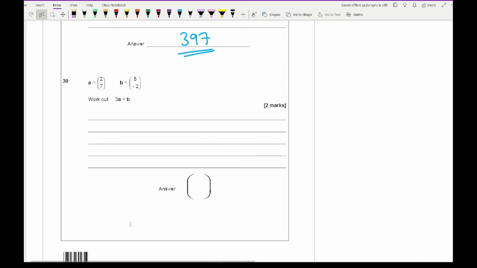Now for question 30, it's looking at vectors. These are pretty simple in terms of how we actually do this. What we need to do is multiply vector a by 3 and add it to b. So I've got 3a plus b, not 3b. So I've got 3 lots of (2, 7) plus (5, -2). Now if I just work that out, 3 times 2 is 6, 3 times 7 is 21, and I add that to (5, -2), so 6 plus 5 is 11, and 21 plus minus 2 is going to give me 19. And there is my final vector.